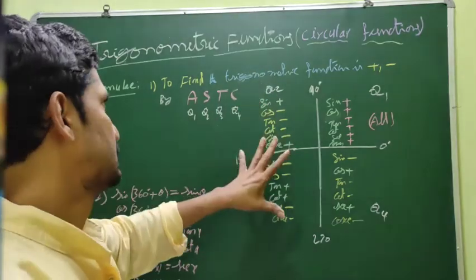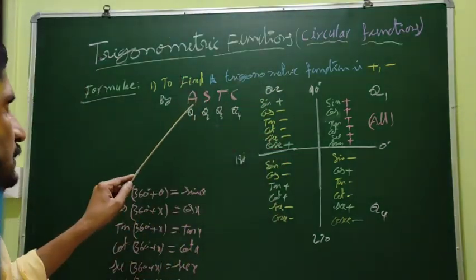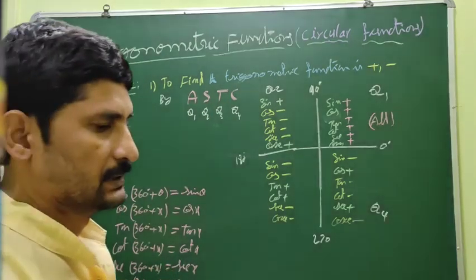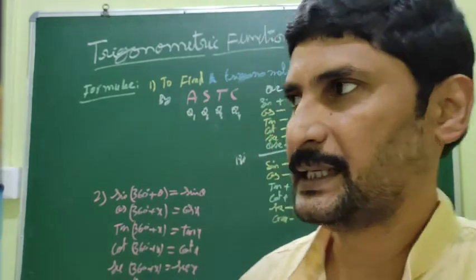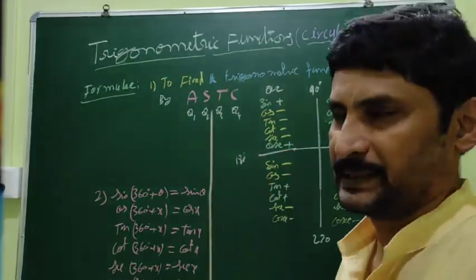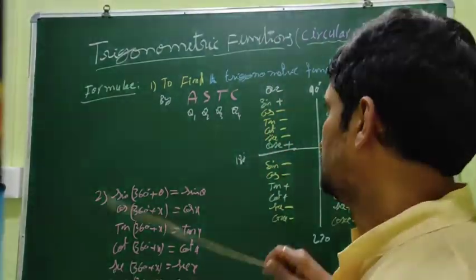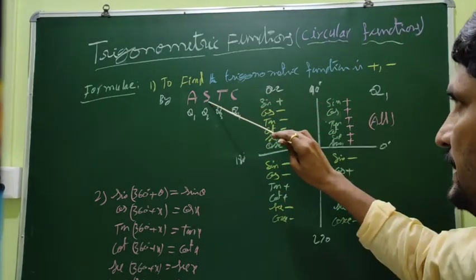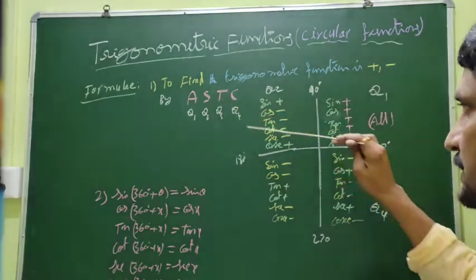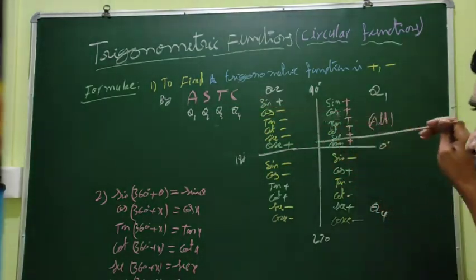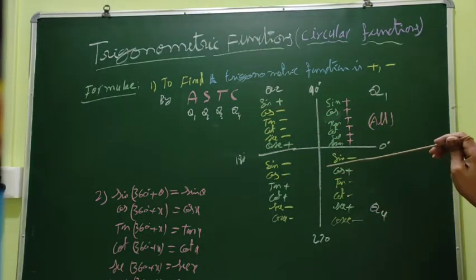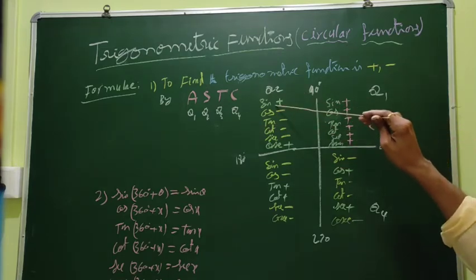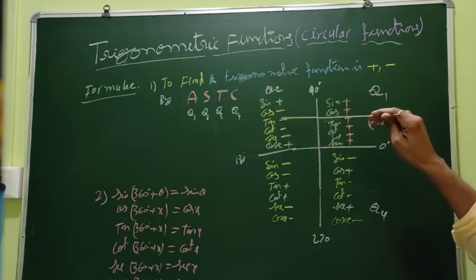How to remember this? By observing this ASTC, Assam State Transport Corporation, like that. It is easy to remember. All, S sin, T tan, C cos are positive. Now see, all are positive here. Here sin and cosec are positive, remaining all negative.